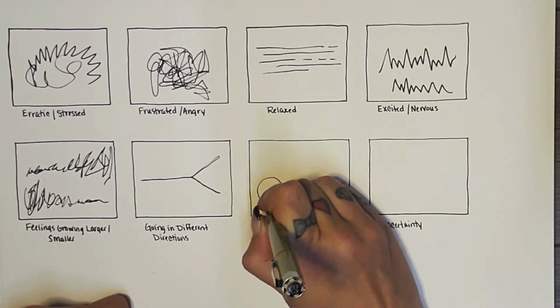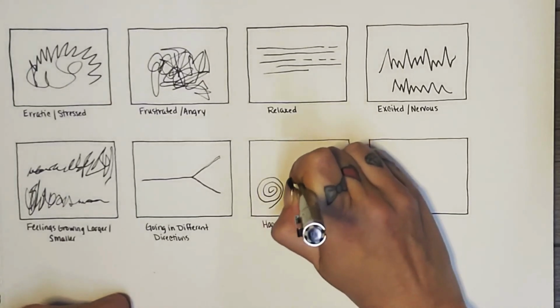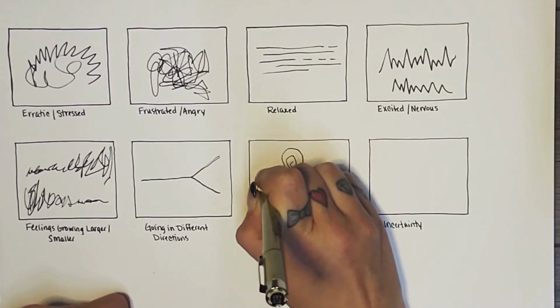To show feelings of happiness, it can be represented with swirls and dashes. Think about the sun when you're creating your art.